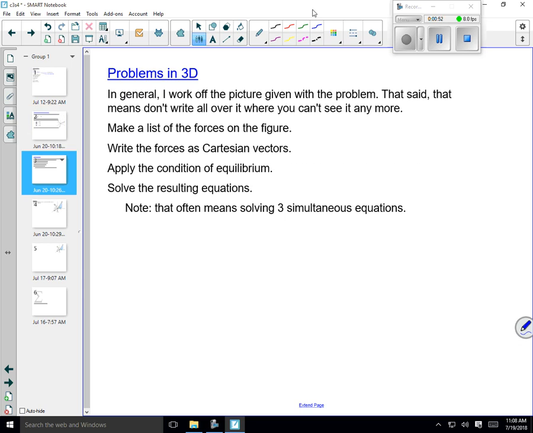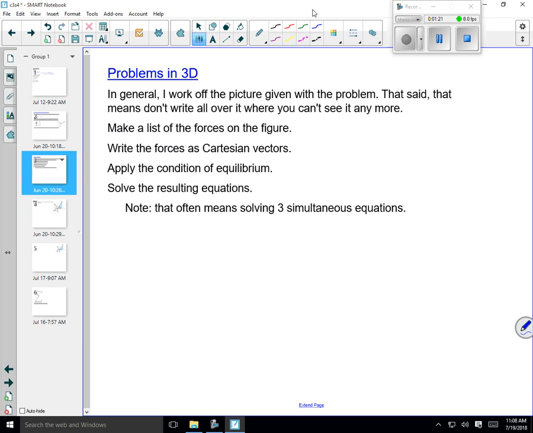The big problem I have with problems in 3D is it's really hard to draw a free body diagram. At least it is for me. In general, I work off the picture that's given with the problem. I try not to write on the picture given by the problem. The reason is the more you write on it, the harder it is to see. And if you have to back up and you need more information, you've got to go look at that picture. If you've written all over it, you can't see what's going on anymore.